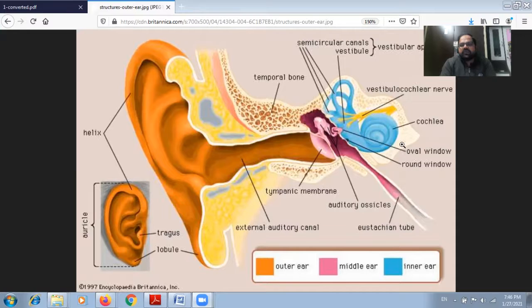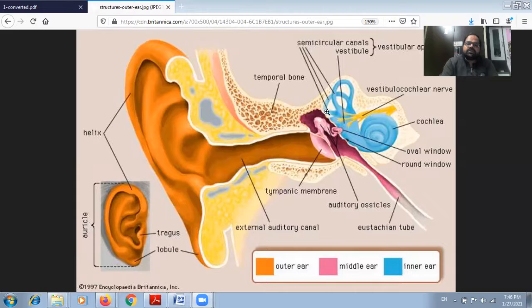We can see here the oval window and round window. After that, there is the internal part of the ear. We will discuss one by one. This one is the ear pinna. After that, there is a canal-like structure, the auditory canal. Both of these parts are called the external ear.